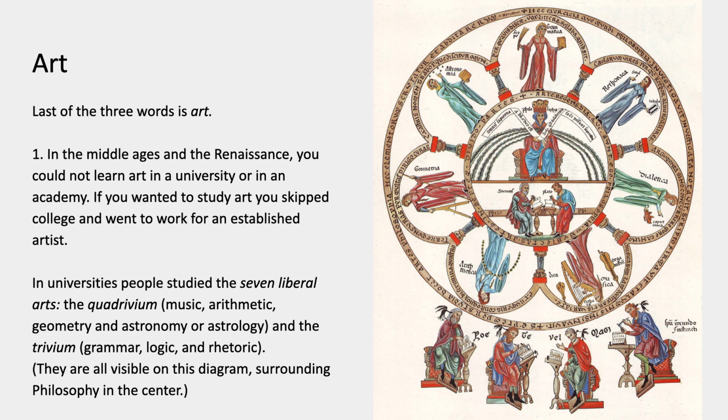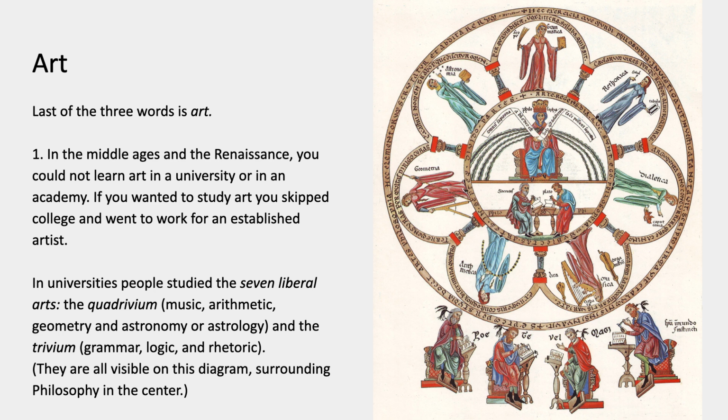In universities, people were studying what were called the 7 liberal arts. The quadrivium, that's 4 of them: music, arithmetic, geometry, and astronomy or astrology. You could get your choice, they were mixed. And the trivium, that's the other 3 liberal arts: grammar, logic, and rhetoric. They're all in this diagram.